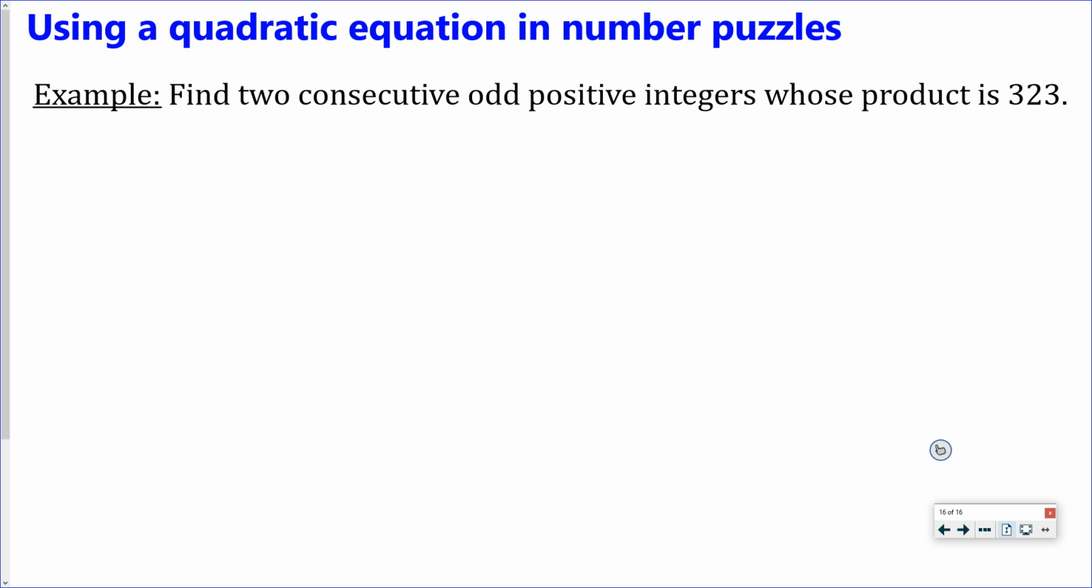Do you guys remember what consecutive means? Right, in a row. Now, if they're consecutive odd, obviously I can't do 3 and 4 because 4 is not odd. But 3 and 5 would be consecutive odd numbers. 11 and 13, right in a row, consecutive odd. All right, and they also have to be positive. So let's just say that my first number is x.